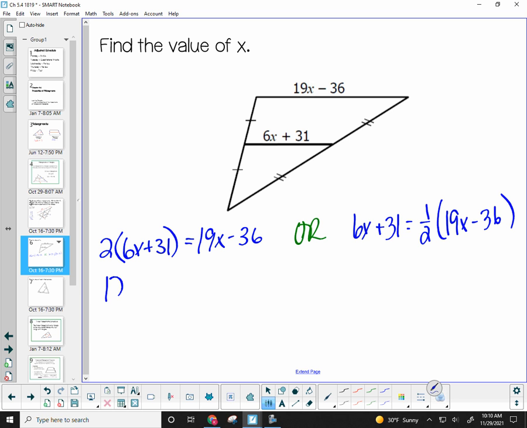So I would have 12x plus 62 equals 19x minus 36. Then I subtract 12x from both sides and end up with 7x. Add 36, I have 98. Divide by 7, and x is equal to 14. Again, you'll get the same thing if you do the other equation, but I didn't have to get a calculator out. Is that okay?